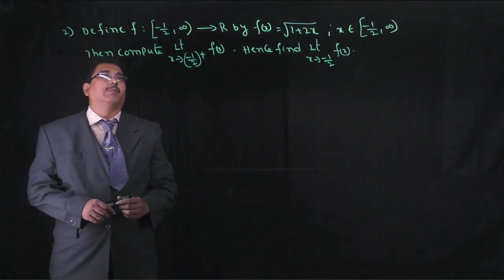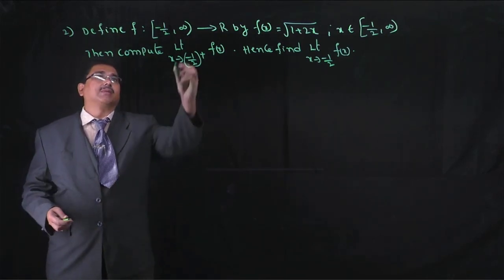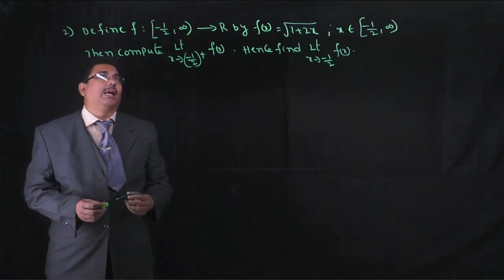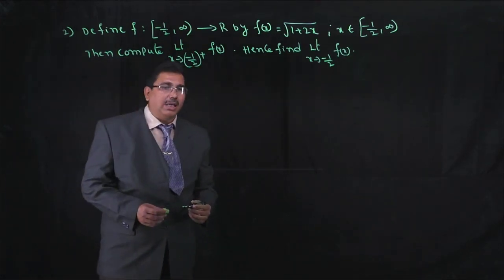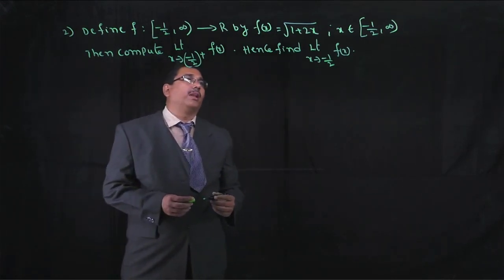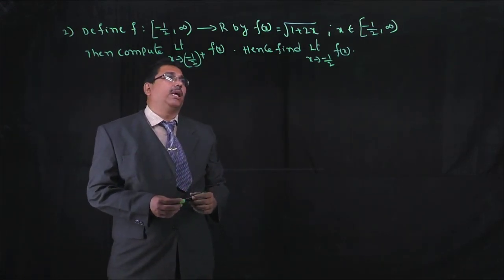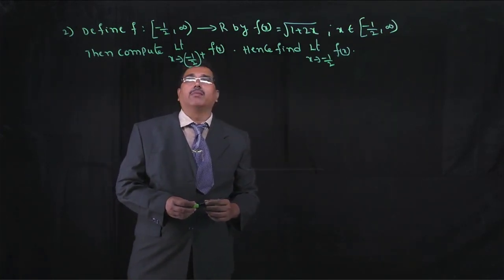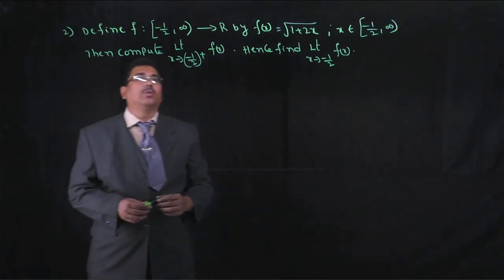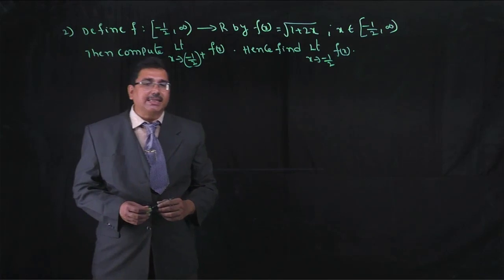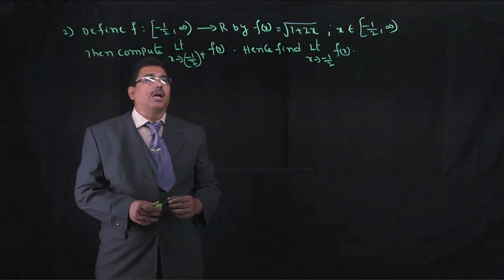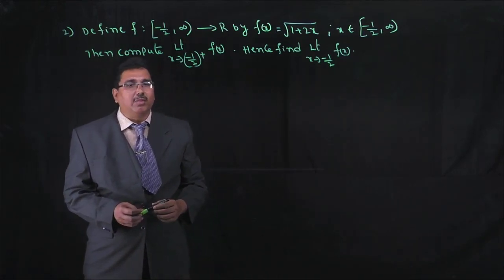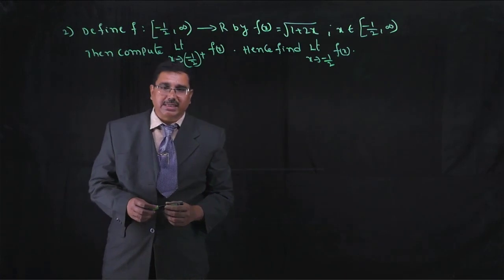Define f mapping from the closed interval minus 1 by 2 comma infinity to the set of real numbers, defined by f of x is equal to square root of 1 plus 2x, where x belongs to the closed interval minus 1 by 2 comma infinity. Then compute the right hand limit at x is equal to minus 1 by 2 of f of x. Hence find limit x tending to minus 1 by 2 of f of x, right?